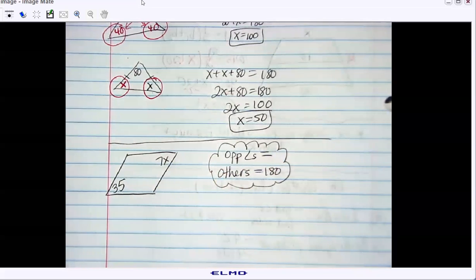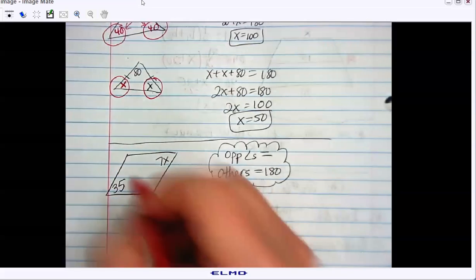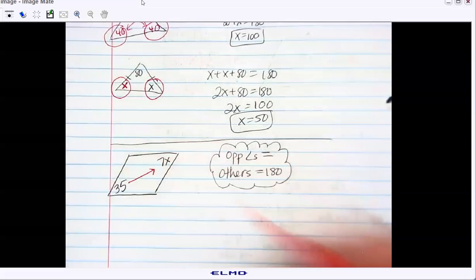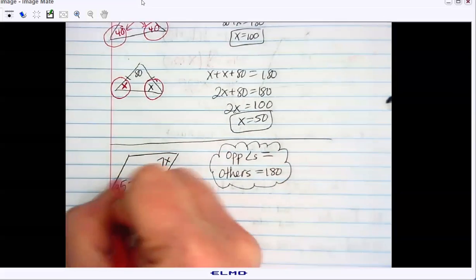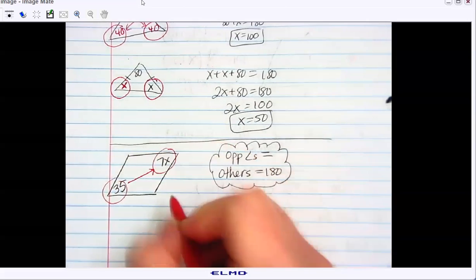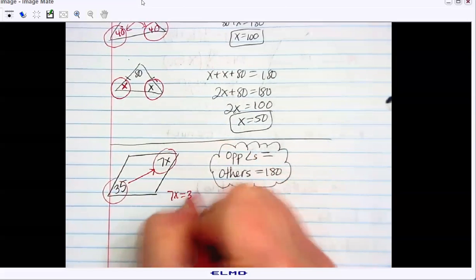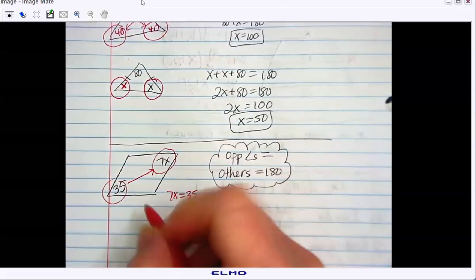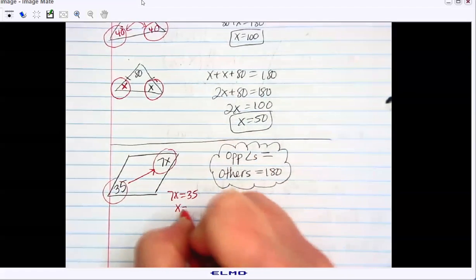So is 35 and 7x opposite each other, or would they be adjacent? They're opposite. Okay. I'm going to draw it. It's opposite. So these are equal. So I would say 7x equals 35. Dividing by 7, I get x equals 5.